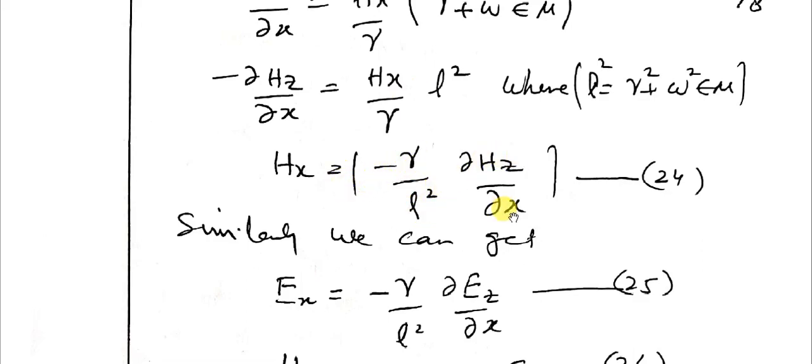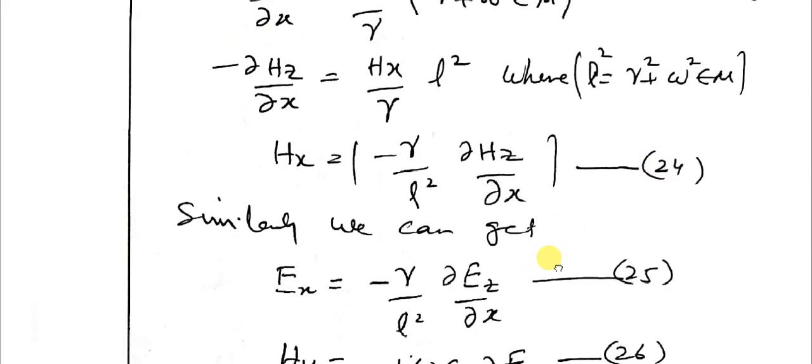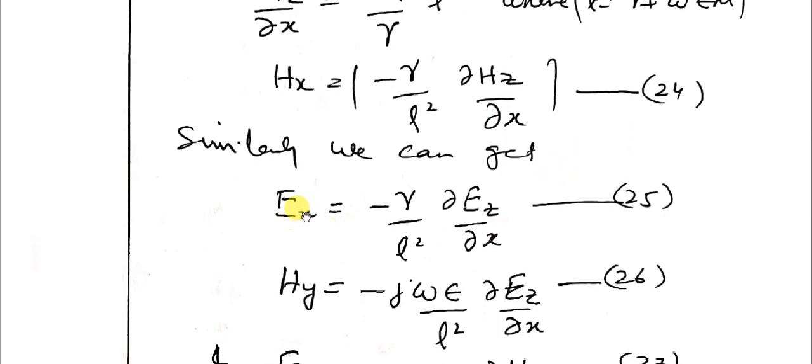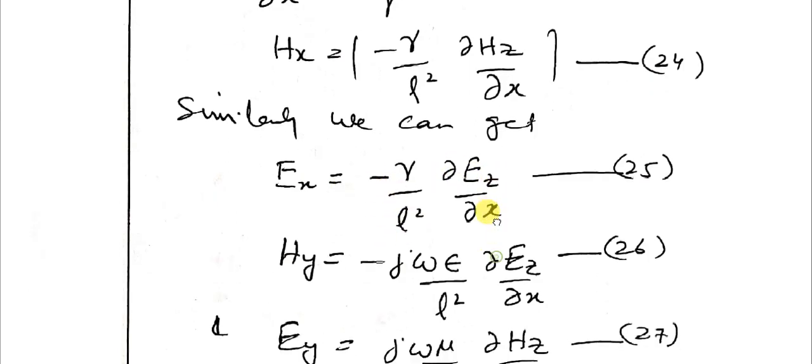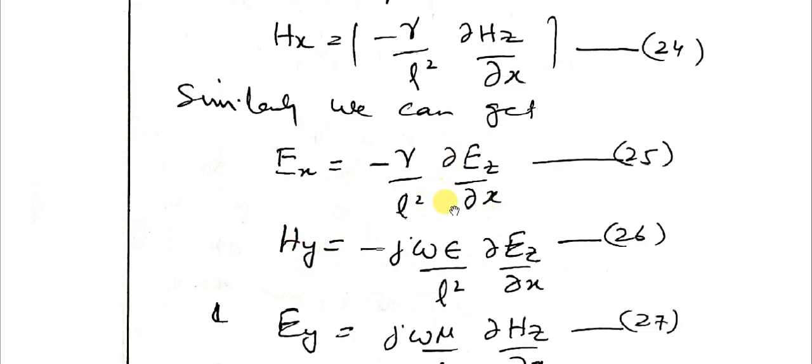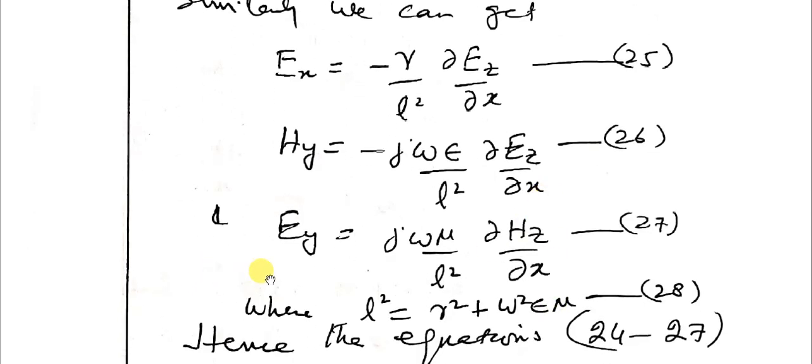Similarly we can get the other terms. Ex will be equal to minus gamma by L squared delta Ez by delta x, and for Hy, using the analogy, you can solve it by yourself. We gave you this as an assignment. You do it in a similar way to how we did it for the Hx component. So Hy is equal to minus j omega epsilon by L squared delta Ez by delta x. Ey is equal to j omega mu by L squared delta Hz by delta x, where L squared is equal to gamma squared plus omega squared epsilon mu.